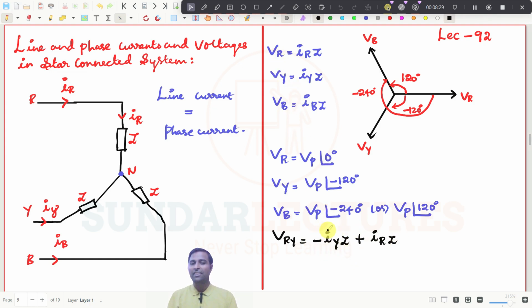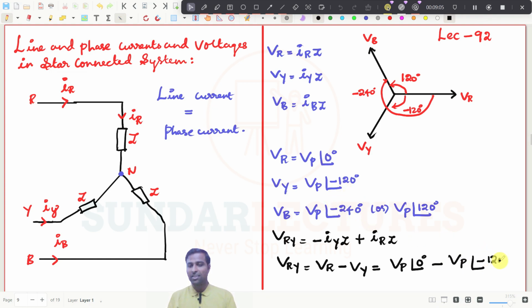Which is nothing but Vr, and this is Iy, so it will be Vy. So Vry can be written as Vr minus Vy, right? Can you understand the simple things, right? So this further can be written as V phase at an angle of 0 degree minus V phase at an angle of minus 120 degree. That's all. So this is the equation now, and we need to simplify this equation.